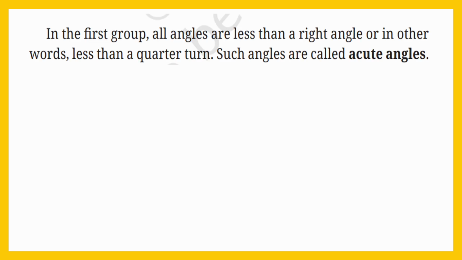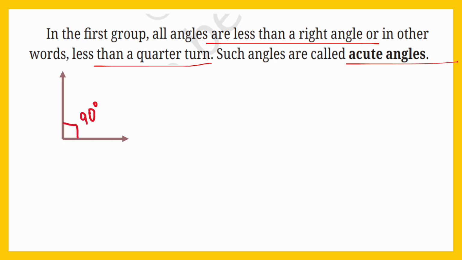In the first group, all angles are less than a right angle, or in other words, less than a quarter turn. Such angles are called acute angles. So, in the first group, all angles are less than 90 degrees. They are less than a right angle, or less than a quarter turn. They are called acute angles.